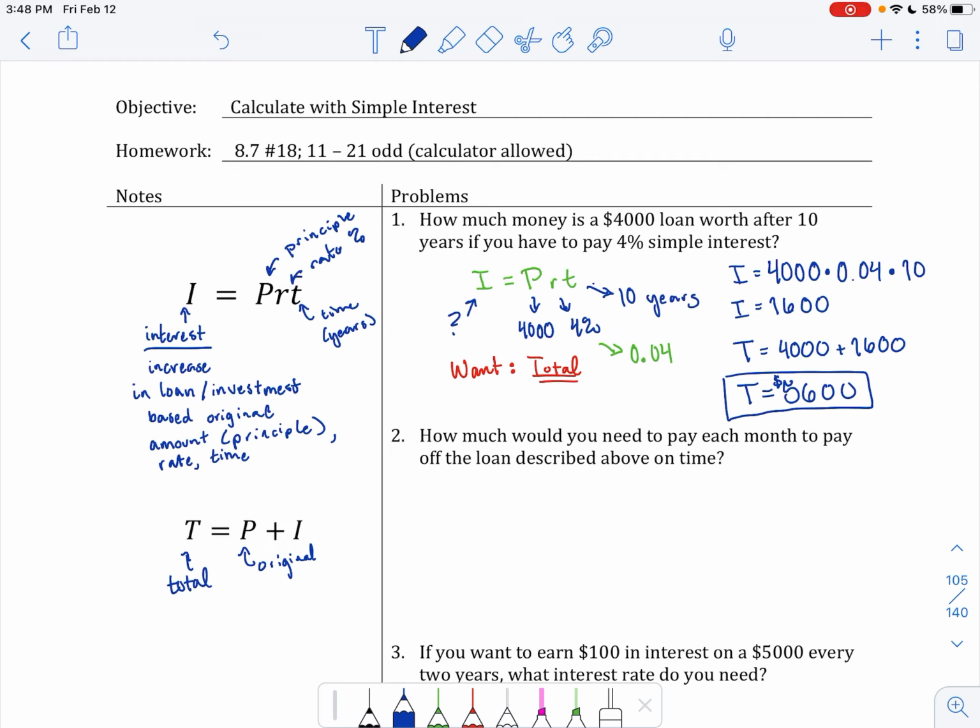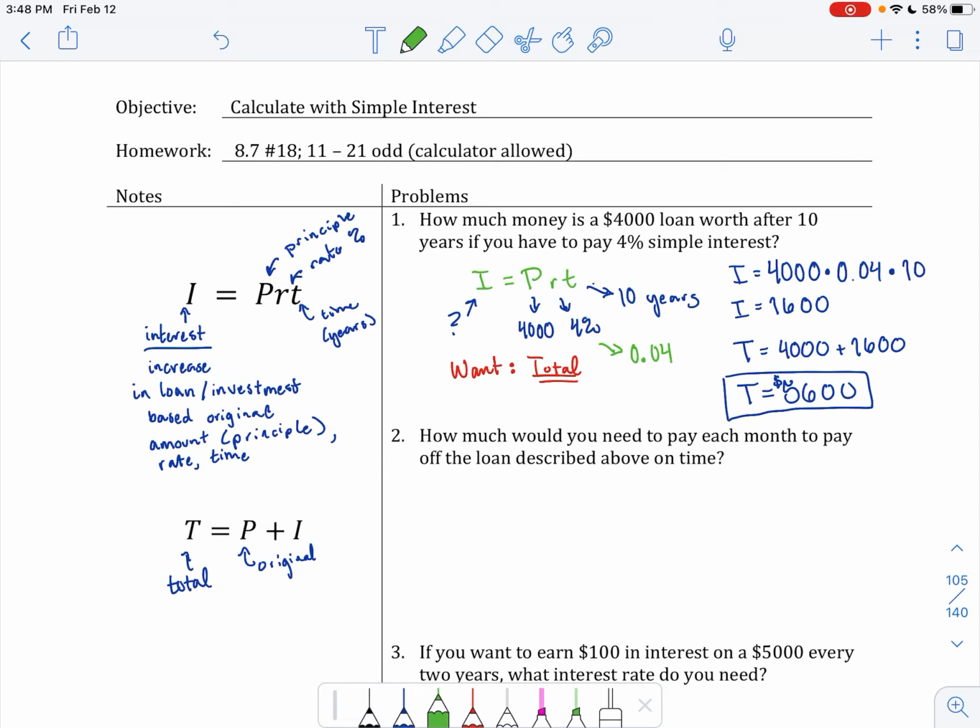Now, usually when we pay a loan back, and this is going to be true in all your adulthood, if you ever take out a loan for a car, for a house, for any type of debt, you're not going to pay back that entire thing all the way at the end. What you'll do is you'll make a monthly payment.